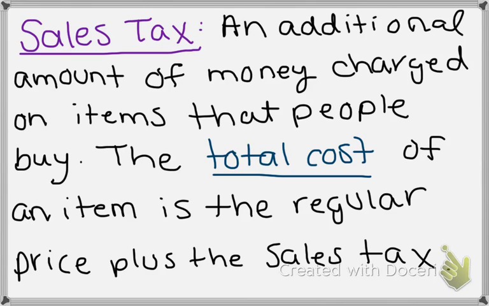Now, it depends on where you live. Where we live, it's 7%. So basically you're paying 7% of that $2. You add those two amounts together, and that's your total cost. So your total cost is what you are paying out of your pocket.